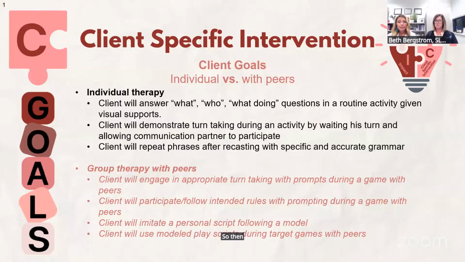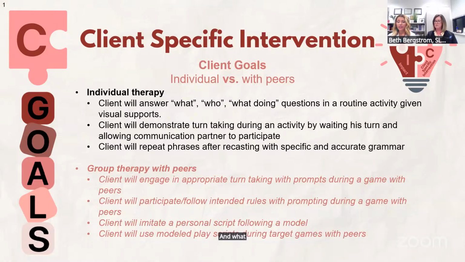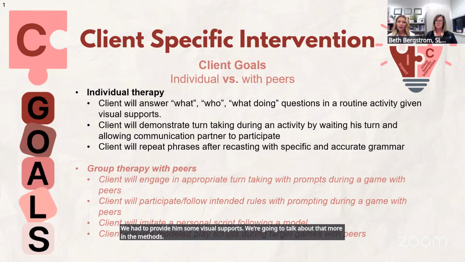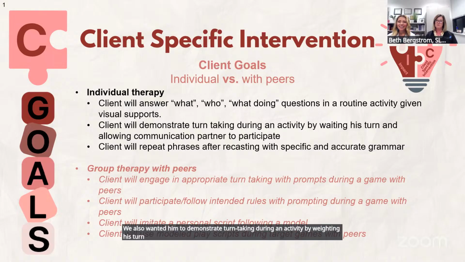So then for our specific goals for him in his individual therapy sessions, we wanted to work on those questions: what, who, and what doing questions. And we wanted to do it in routine activities because we know he would benefit from that. We've seen him benefit from that in his previous therapy sessions and the way things were structured, as well as with some visual support. So this was a new skill for him. We had to provide him some visual supports. We're going to talk about that more in the methods, but we actually just wrote that into our goal for him. We also wanted him to demonstrate turn taking during an activity by waiting his turn and allowing his communication partner to participate.